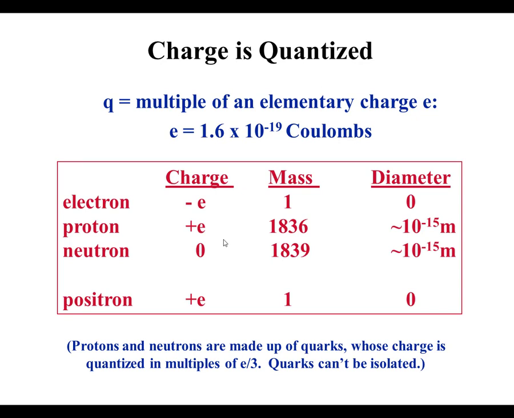What about charge? Charge consists of electrons. The electron carries the elementary charge, and its value is 1.6 multiplied by 10 to the power of minus 19 coulombs. In this table you see the charge, mass and diameter of different particles. Electron has negative charge, proton positive, neutron zero, positron positive charge. The masses and diameters of the electron and the positron are the same, but they are different in their charges. And you see that the heaviest particle is the neutron.